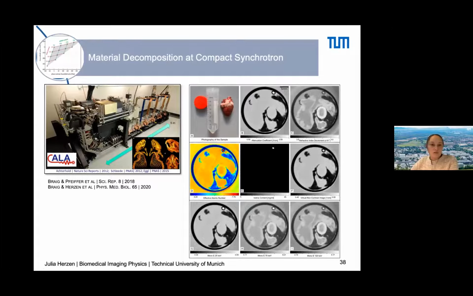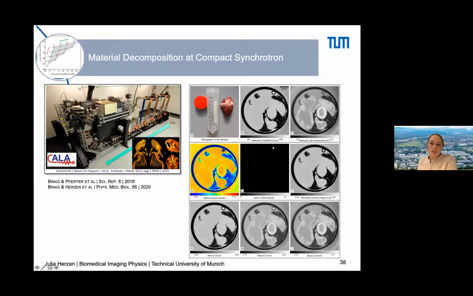So we have a compact light source, which is also producing quasi monochromatic light. And we scanned a chicken heart in this case with some iodine, which we included in a small container here. By just performing a tomography with the gratings, so grating-based imaging, we generated the attenuation image and the phase image. This is shown here on the top row.